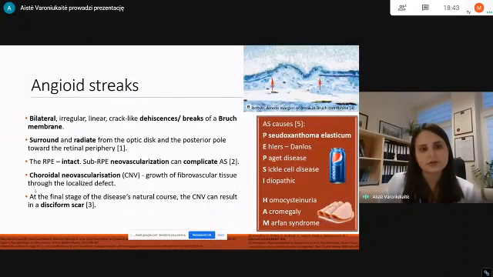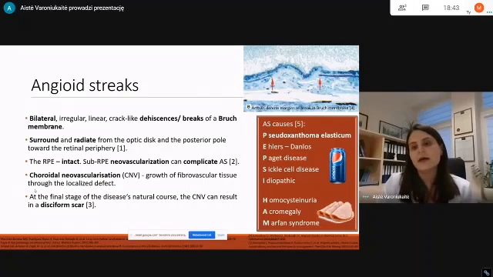Shortly, they are bilateral, irregular, crack-like dehiscences of Bruch's membrane that surround and radiate from the optic nerve disc, and usually the retinal pigment epithelium is intact. But if subretinal pigment epithelium neovascularization happens, it can complicate angioid streaks. And choroidal neovascularization, of course, can result in a disciform scar. The most common causes of angioid streaks can be put in the mnemonic TEPSI-HAM, easy to remember. Pseudoxanthoma elasticum is the most common cause of angioid streaks, about 60 to 87% of all cases.